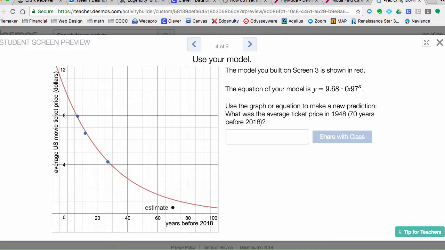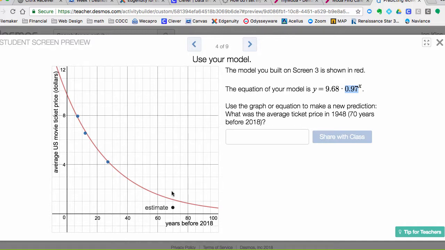So I'm going to pause there. I don't want to do the whole activity for you, but you're going to dig more into how this model fits our data points. What does this 9.68 mean? What does this 0.97 mean? Think about it in terms of exponential growth or decay.